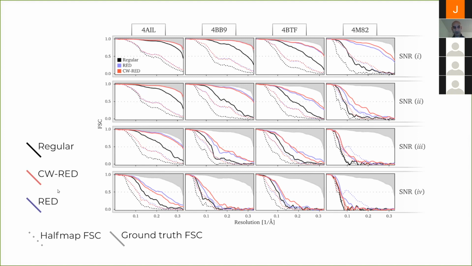But you see that for the confidence weighted regularization by denoising, the half map FSC goes back to something very similar to the regular Relion, but the comparison to the ground truth looks as good as before. So I would say that in this case, we were actually able to pretty much eliminate the problem of overfitting that the denoiser introduces.